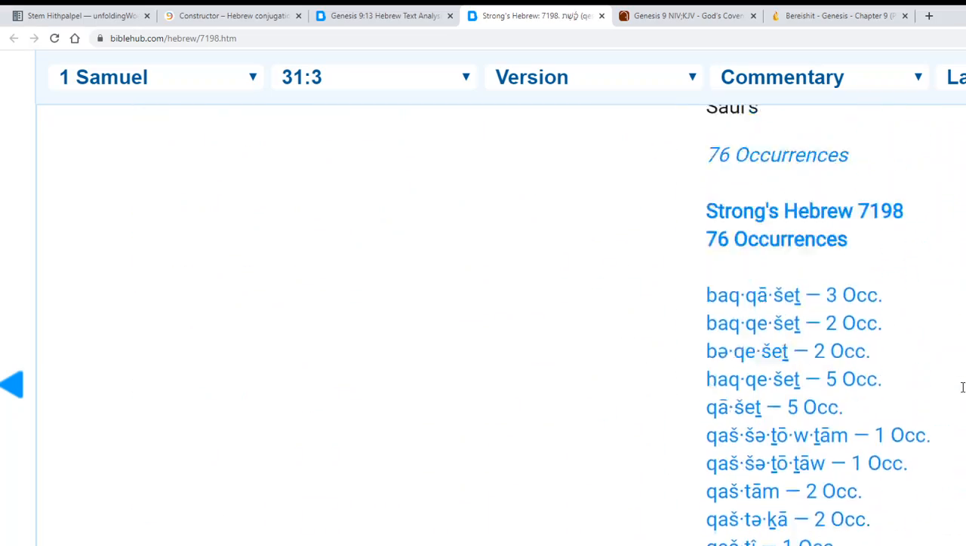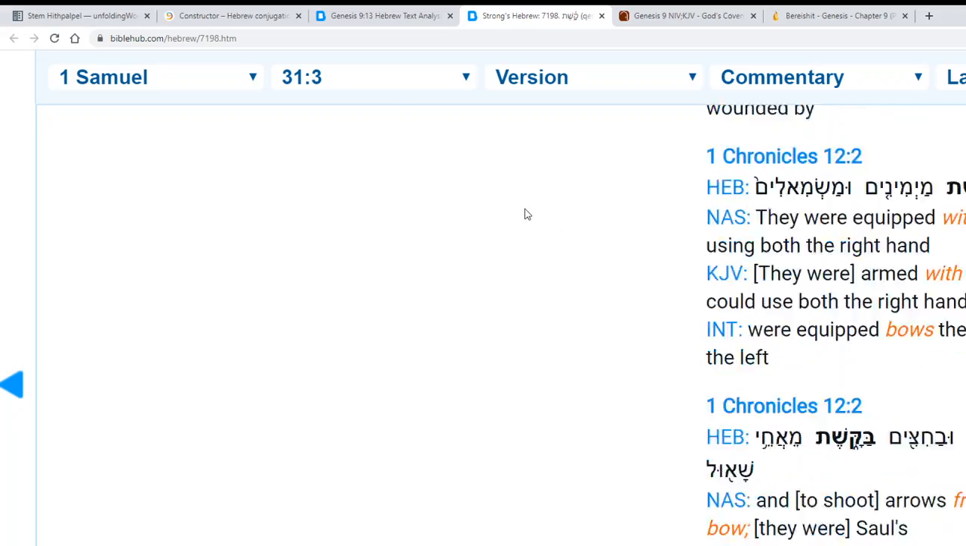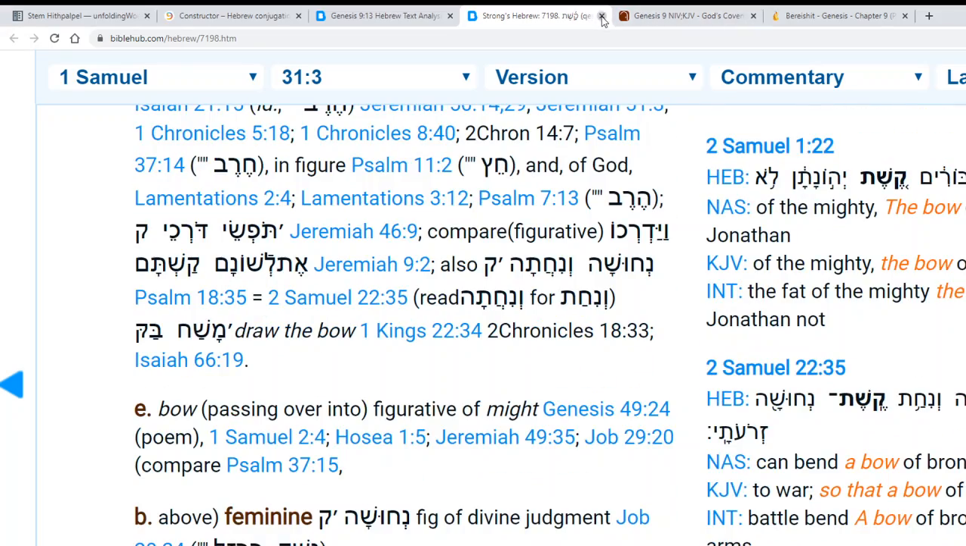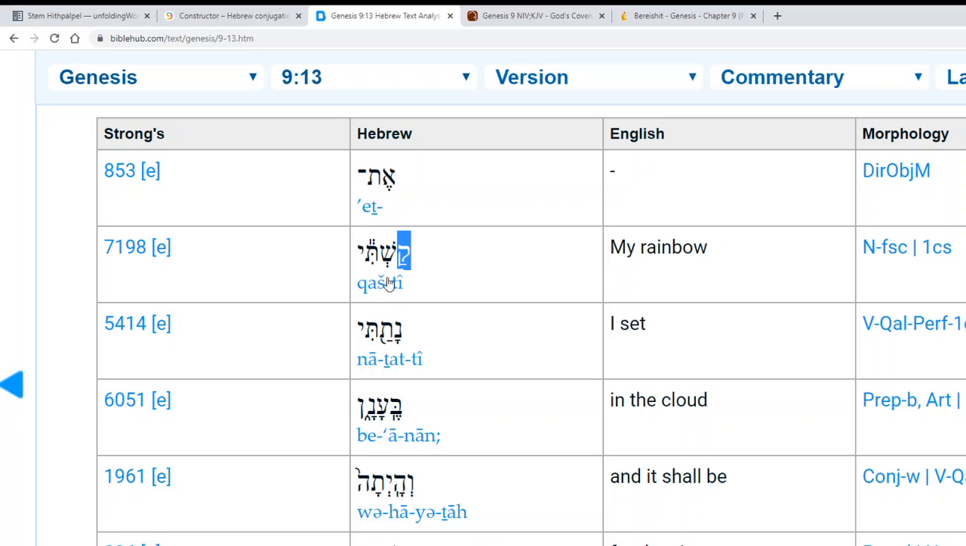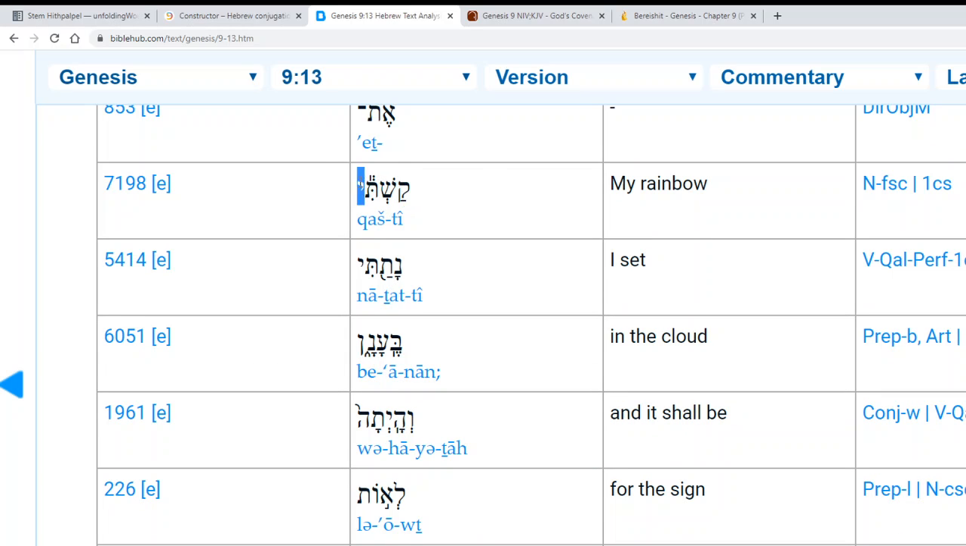How many times? 76 occurrences in the Bible. So, okay, et kashti, my bow, my rainbow here. But my bow, et kashti, the yud obviously meaning mine, first person singular. Natati, I have set, right? This is in the perfect of the kal, latet, to set, to give, natati.